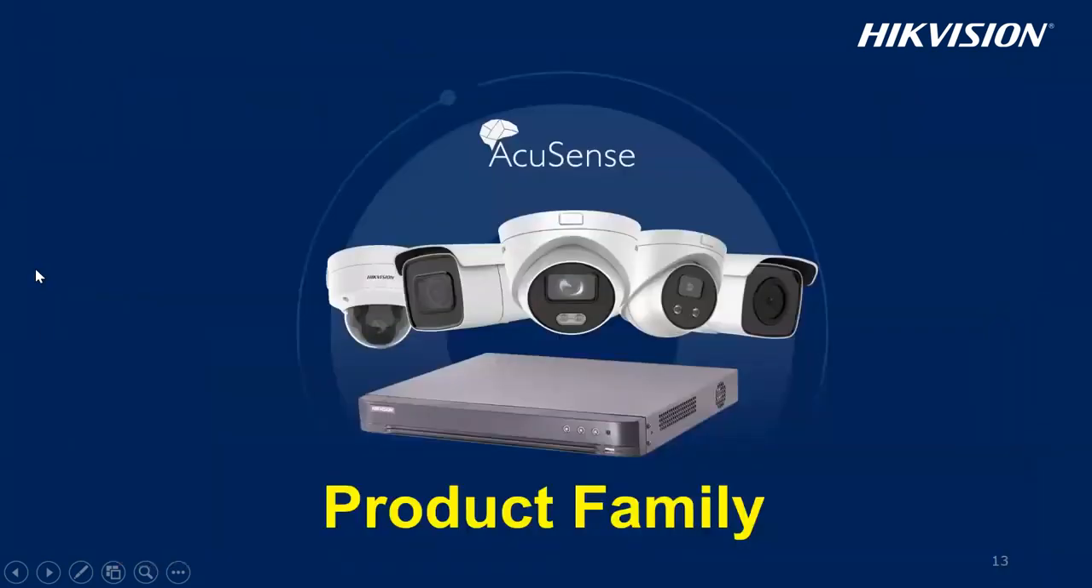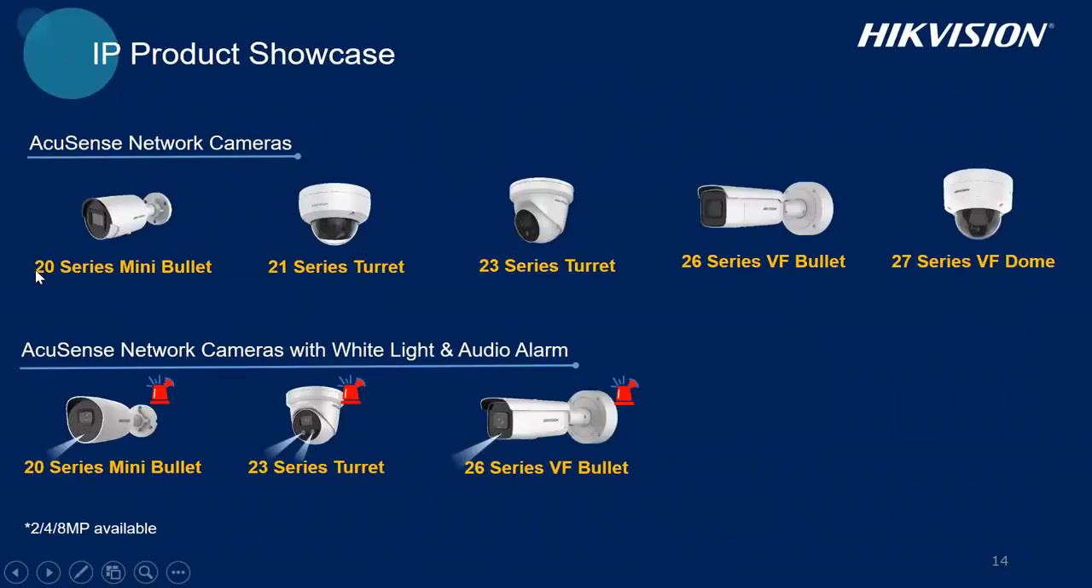So, introducing the product family. As illustrated here, we have a full range of products that support the AcuSense range. We've many bullets, turrets, domes, varifocal bullets, and varifocal domes. We also have a range of devices to support the white light and audio alarms, as you can see. Again, mini bullets, turrets, varifocal bullets. Also, one thing to note, externally rated as well.